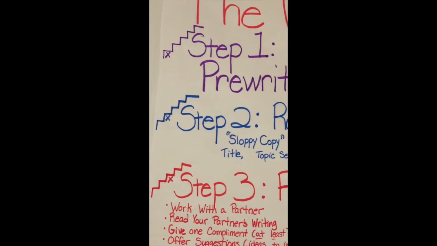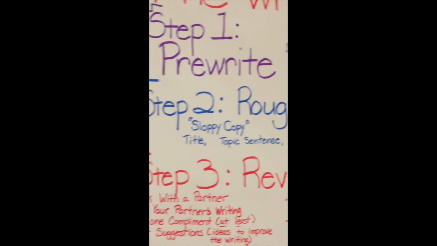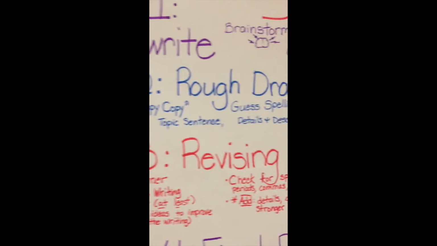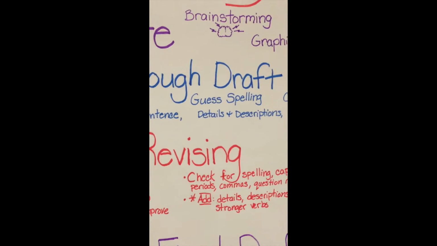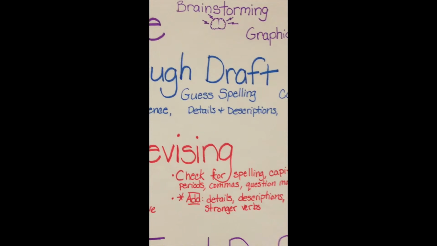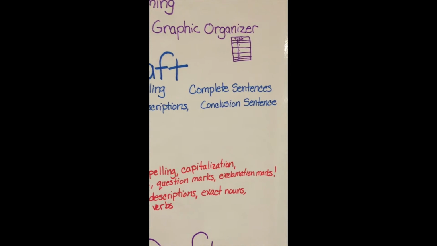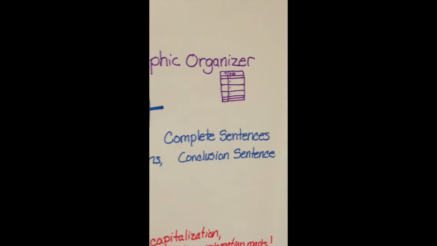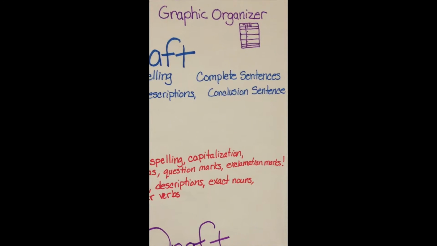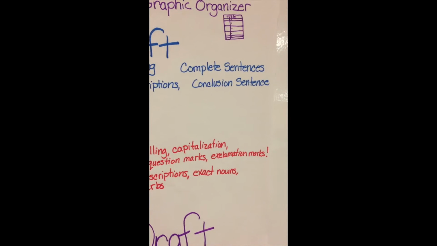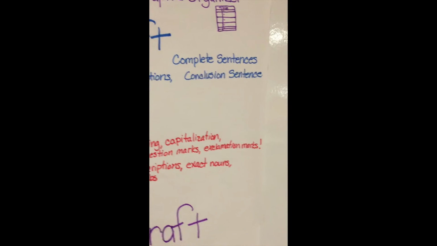Step 2 then would be our rough draft, and this is the sloppy copy. You can use guess spelling for your sloppy copy, that's just fine. You do want to use complete sentences, so the ideas that you put down in your graphic organizer now have to become complete sentences with the naming part and the action part, or a subject and a verb.